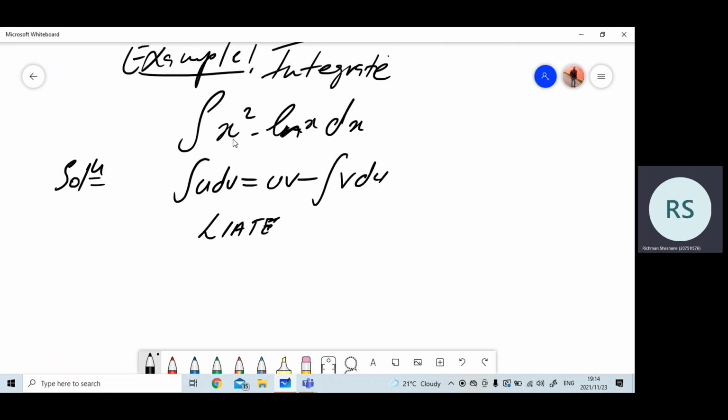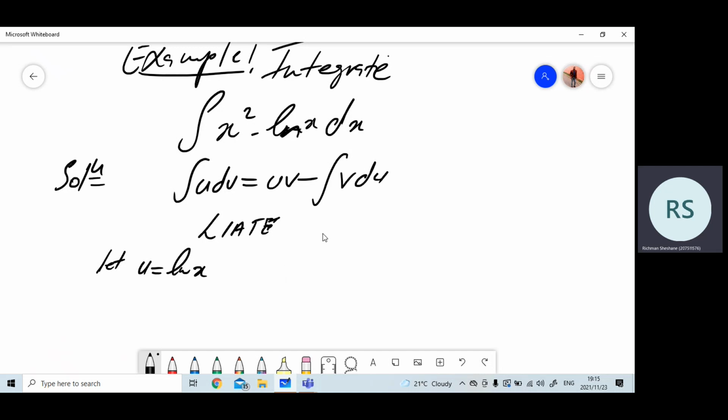So you see, you have an algebraic function and the log function. Log function comes first before algebraic function. So I'm saying you let u be the function that comes first in the order of this name. So I will let u be a log function. In this case, our log function is ln x, because log comes first, and then x squared is algebraic, so the rest will be just dv.